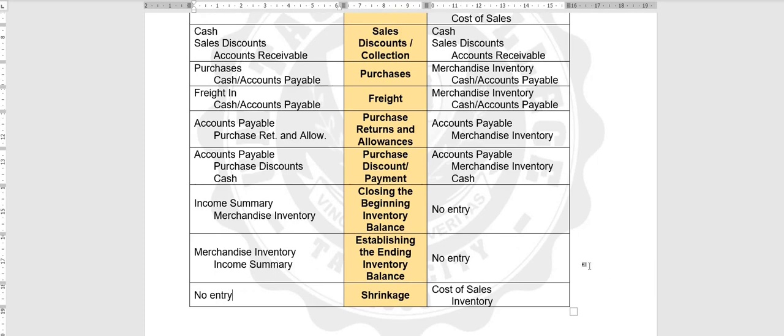For example, when you compare your records and your physical count, and the count is short, there is what we call shrinkage or losses, because of the discrepancy between your records and the physical count. If that is considered normal, you only have to debit cost of sales and credit merchandise inventory. That is how you recognize it.